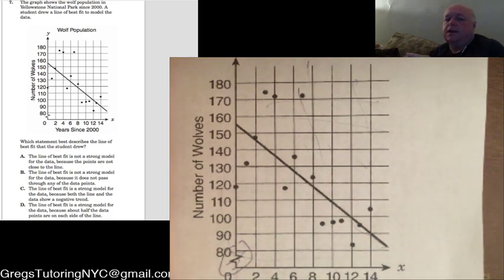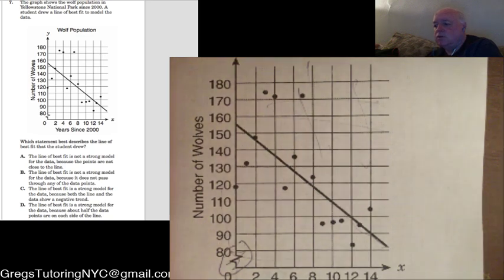Don't start freaking out the day of the test, figuring you'd never seen that before in your life. All right? So what else do we have on this illustration? The left-hand side, which is the y-axis, is the number of wolves. So we see that goes from 80 to about 180. Now the line goes to about 155. That's where it meets the y-axis.